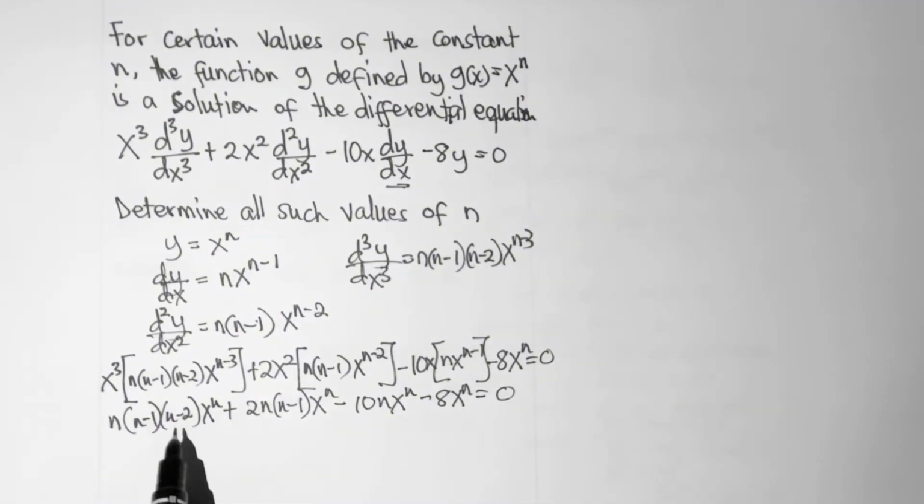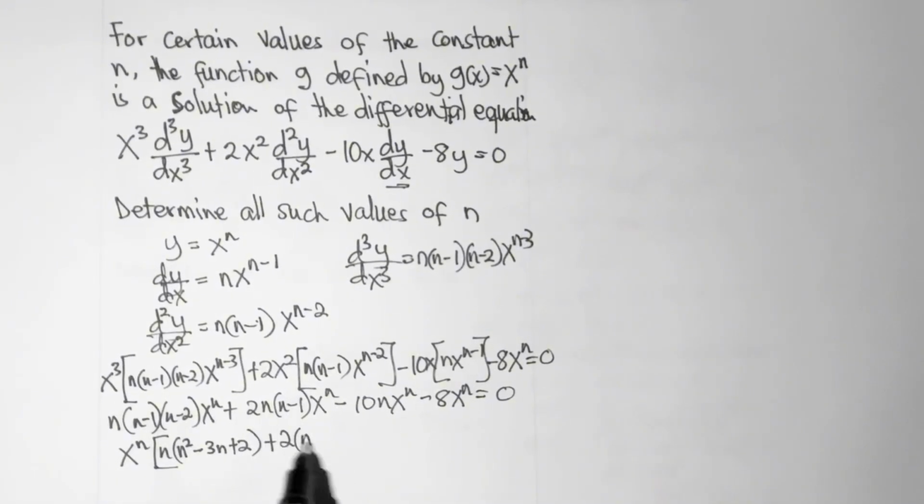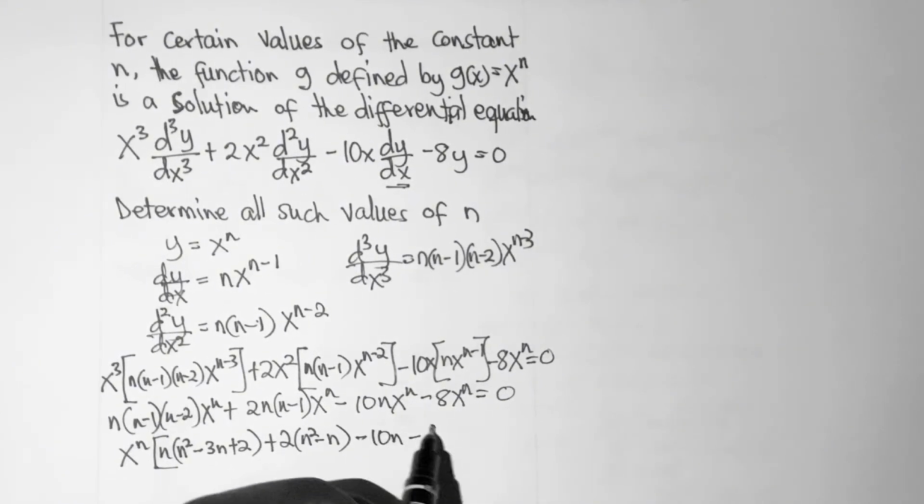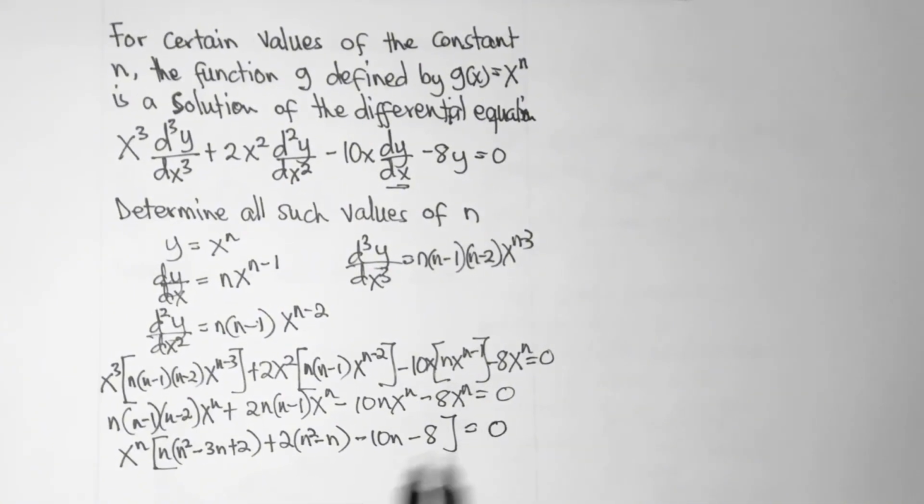So we can factorize x exponent n. If we factorize x exponent n, we will be left with, now we can evaluate this n times, so n times n is n squared, then n times minus 2 is minus 2n, minus 1 times n is minus n, minus 2n minus n becomes minus 3n, then minus 1 times minus 2 becomes plus 2, then plus 2, now n times n is n squared, then n times minus 1 is minus n, then here is minus 10n minus 8. All of this is equal to 0.